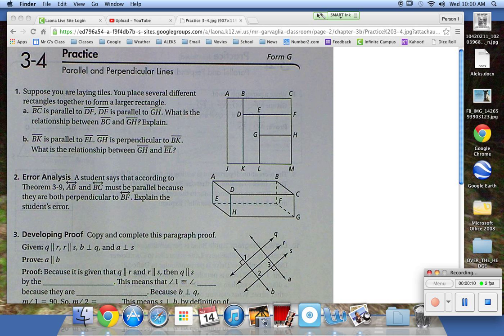Suppose you are laying tiles. You ever tile the floor? You ever looked at tiles on a floor? You have several different rectangles together to form a large rectangle.